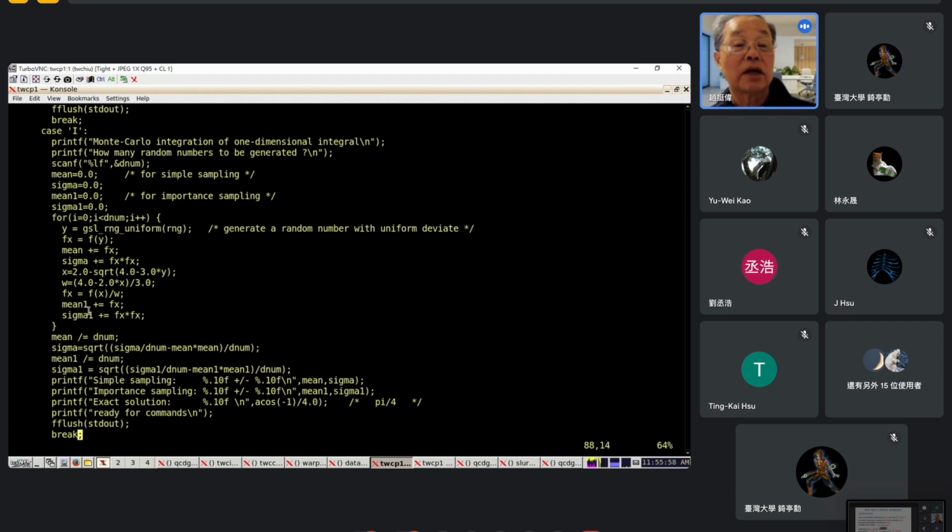For the importance sampling, you can see I just use the same expression, but this is the mean one, since the fx is computed as fx divided by w. So again, I compute the mean, mean one for the importance sampling, and sigma I for the importance sampling. This is the standard deviation divided by the number of measurements, and this is the error of the mean. So this outputs the results here.